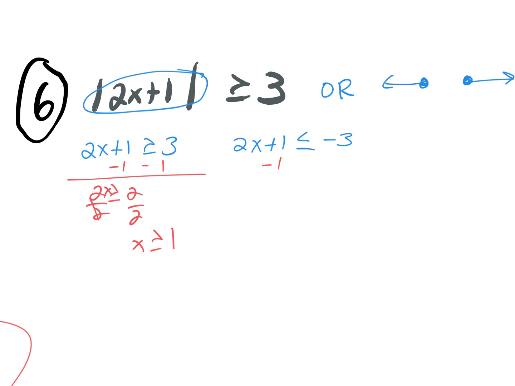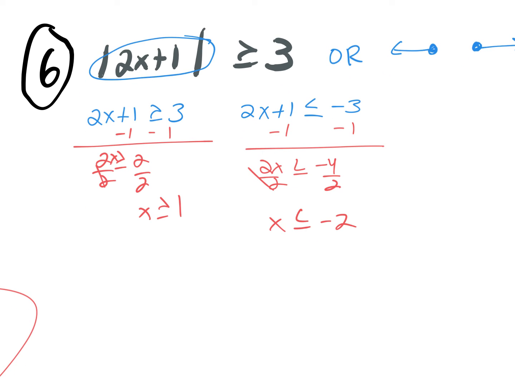Over here, same thing. I'm going to subtract 1. So 2x is less than or equal to negative 4. Divide by 2. X is less than or equal to negative 2. If you multiply or divide by a negative, what should happen to your inequality sign? Flip it. Don't forget that.